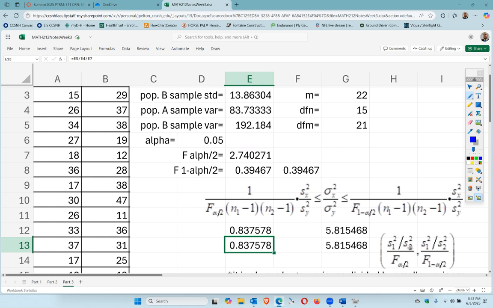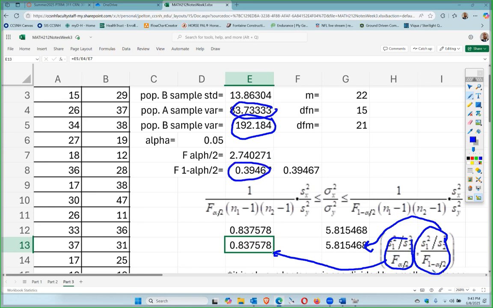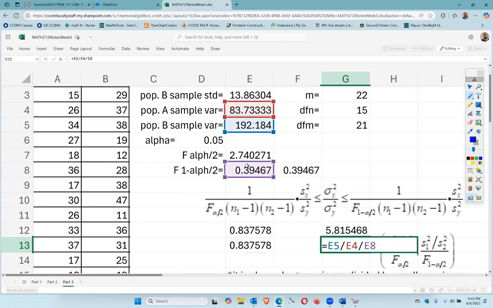This one to here. So I just kept doing division, right? And then this one goes to here. So essentially, I'm doing the bigger divided by smaller variance divided by the f alpha divided by 2, because that's the 1 minus 1, right? So if I look at the formula there, it goes to there.